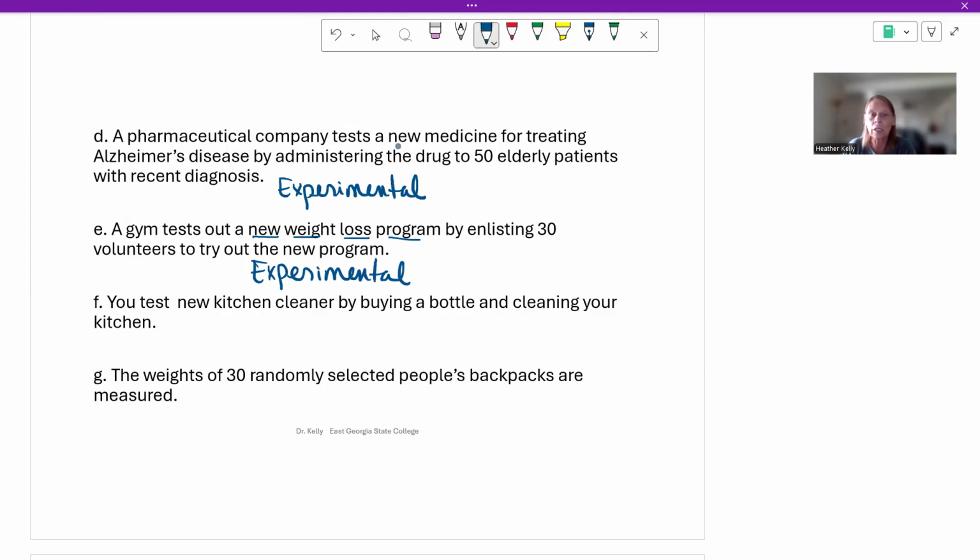You test a new kitchen cleaner by buying a bottle and cleaning your kitchen. Again, I'm going to call that experimental, because we're in our own kitchen and we've been cleaning with the old stuff and now we clean with the new stuff. So we're going to see before, treatment, after. So I'm going to call that experimental.